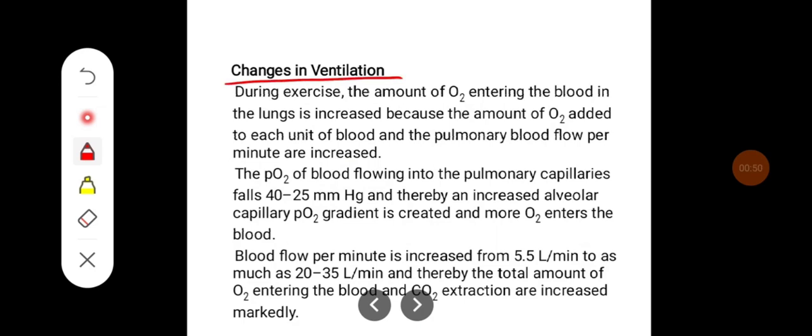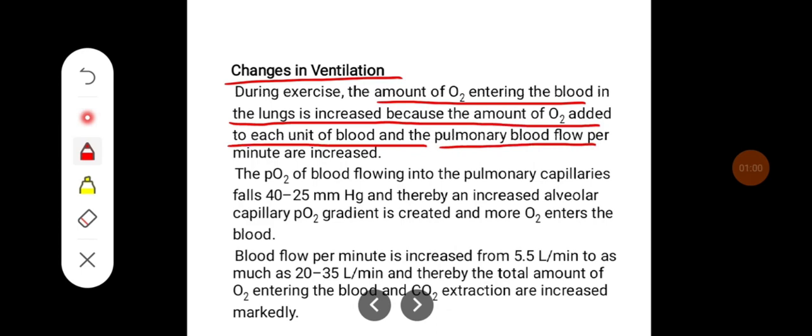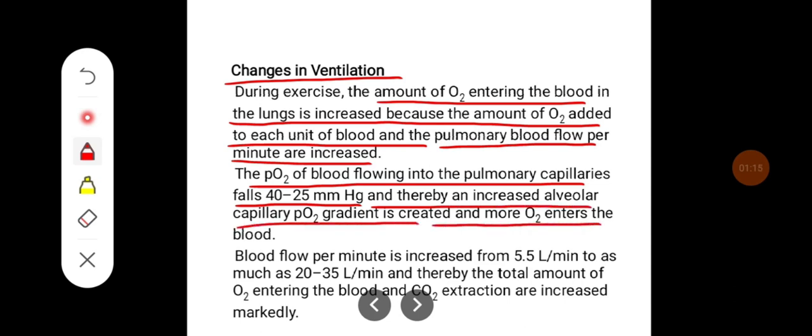Changes in ventilation. During exercise, the amount of oxygen entering the blood in the lungs is increased because the amount of oxygen added to each unit of blood and the pulmonary blood flow per minute are increased. The PO2 of blood flowing into the pulmonary capillaries falls to 40 to 25 mmHg, and thereby an increased alveolar capillary PO2 gradient is created and more oxygen enters the blood.